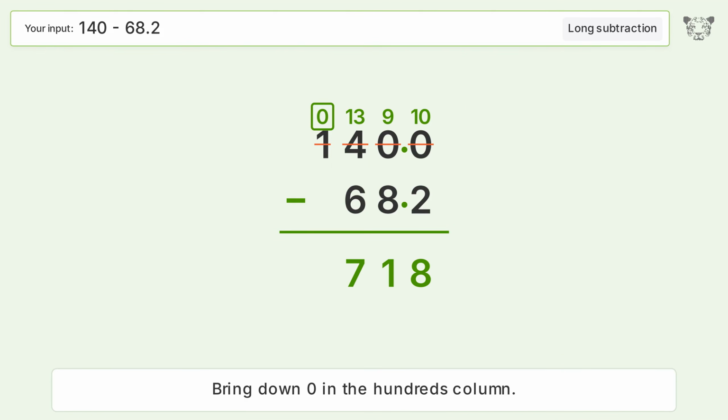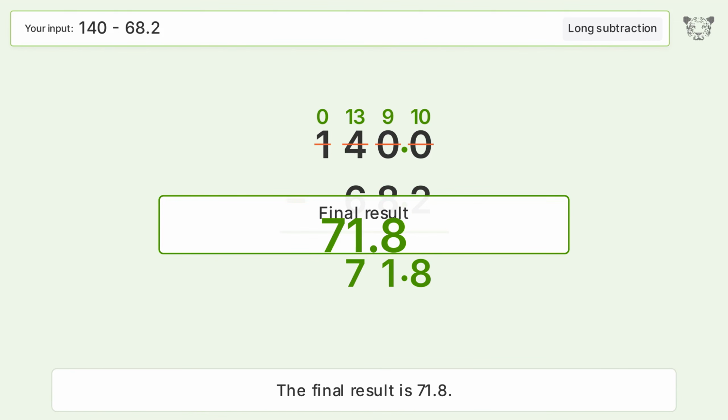Bring down 0 in the hundreds column. Bring the decimal point straight down into the answer. The final result is 71.8.